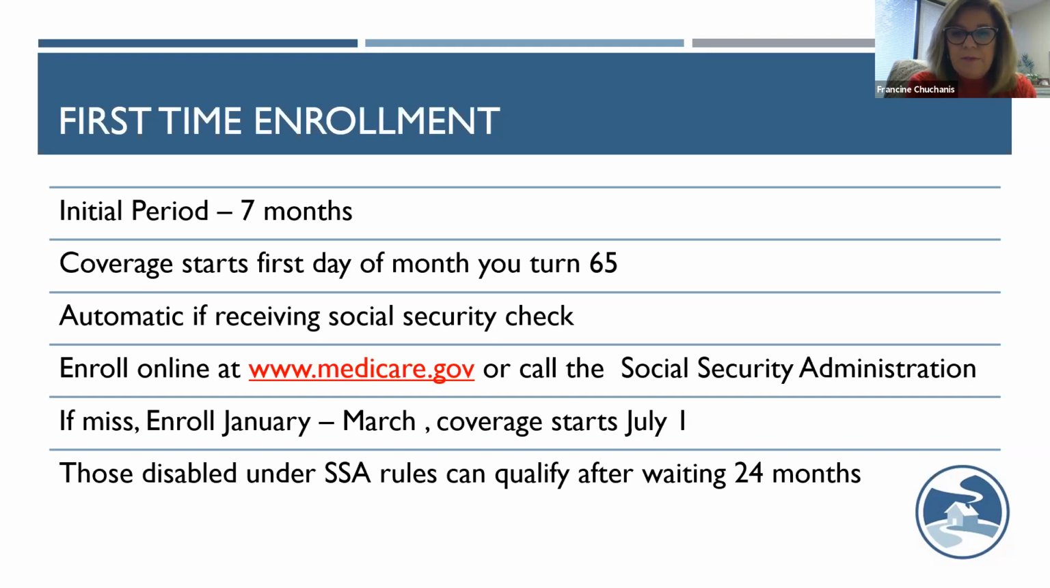However, if you're not receiving a Social Security check, or you're not getting benefits through the railroad retirement system, you must enroll into Medicare, and you can do that in 2 ways. You can go onto the Medicare website at www.medicare.gov, or you can visit or call your local Social Security Administration.